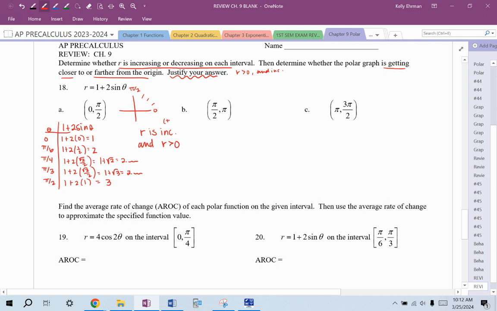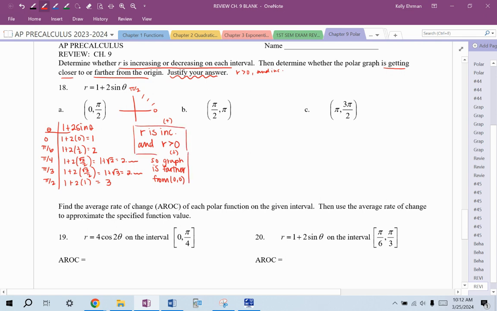Remember, if these two signs agree, so I think of increasing as positive behavior, positive is obviously positive. If these two signs match, think of that as positive velocity and positive acceleration. You're shooting off farther away from 0, 0. So R is increasing and R is greater than 0. So R, or the graph, you can either say R is getting farther or the graph is farther from 0, 0. I do have a little justify section on your test.